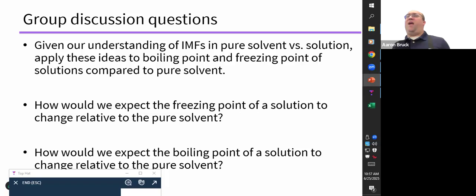Knowing what we know, especially having talked about it today, looking at pure solvent versus solution. We talked about the idea of vapor pressure lowering. How would this idea in general apply to things that are also related to intermolecular forces, like freezing point or boiling point? Maybe we should start with that bottom question, because that one's probably the most directly related to what we were just talking about. How would we expect the boiling point of a solution to change relative to the pure solvent?